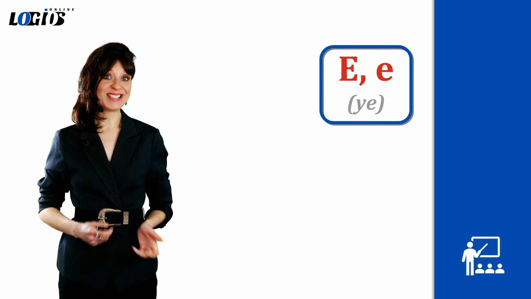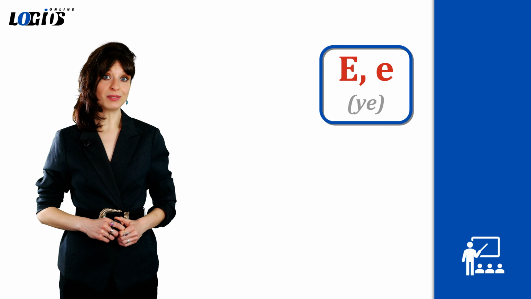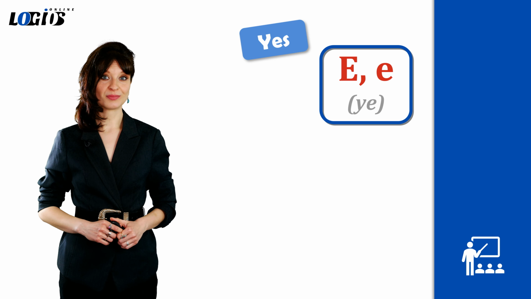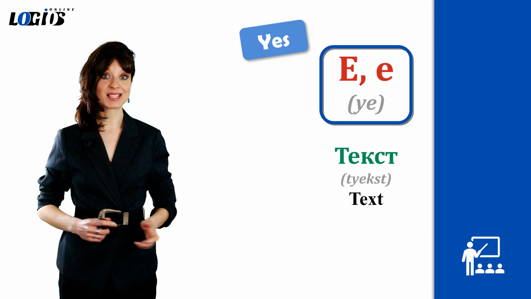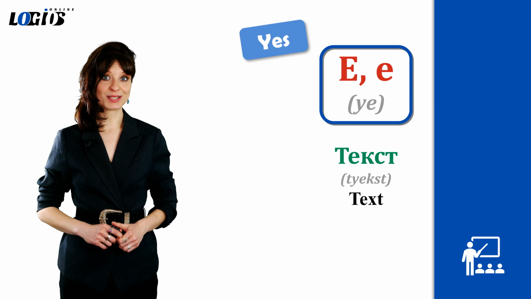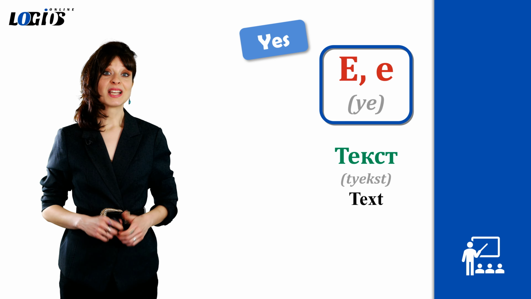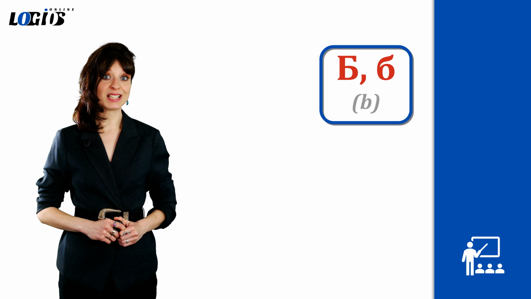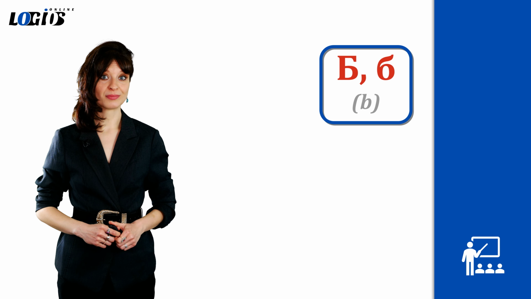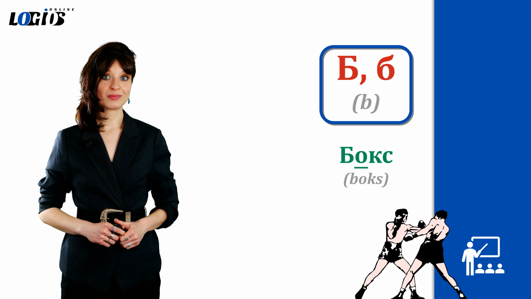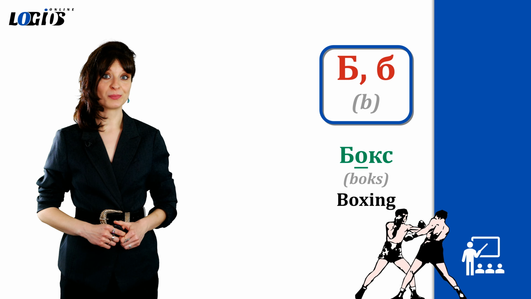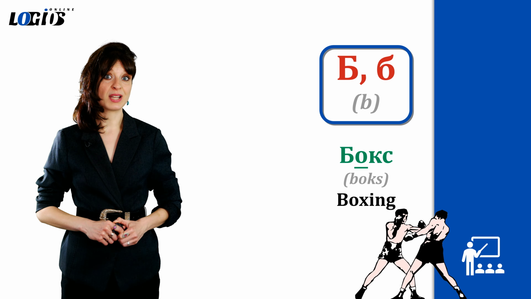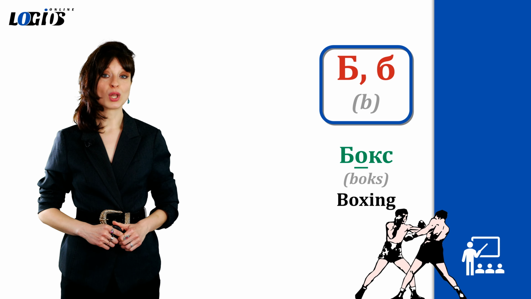This is the letter Y. Y, like in the English word yes. Text, a text. This letter, which looks completely unfamiliar to you, is pronounced like the English B. B. Box. Box means boxing. So don't forget to exaggerate the lips rounding when pronouncing the letter O in Russian.